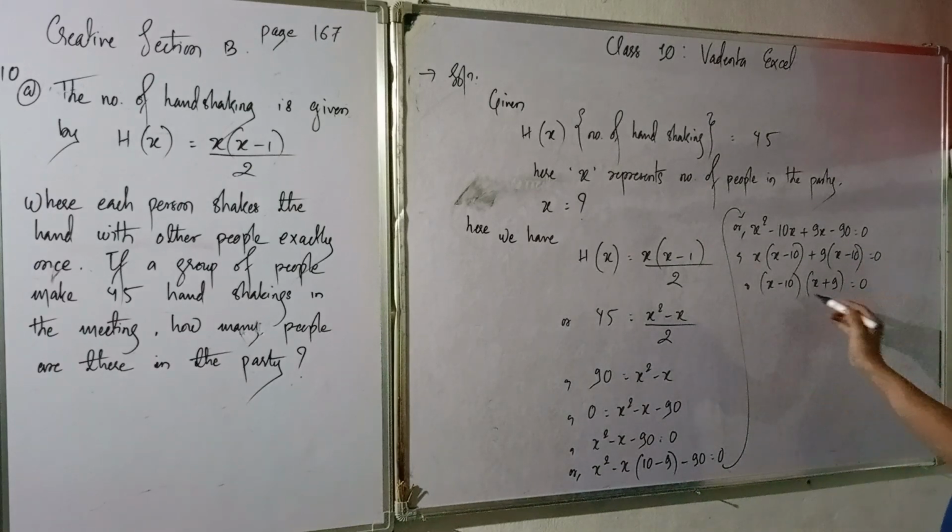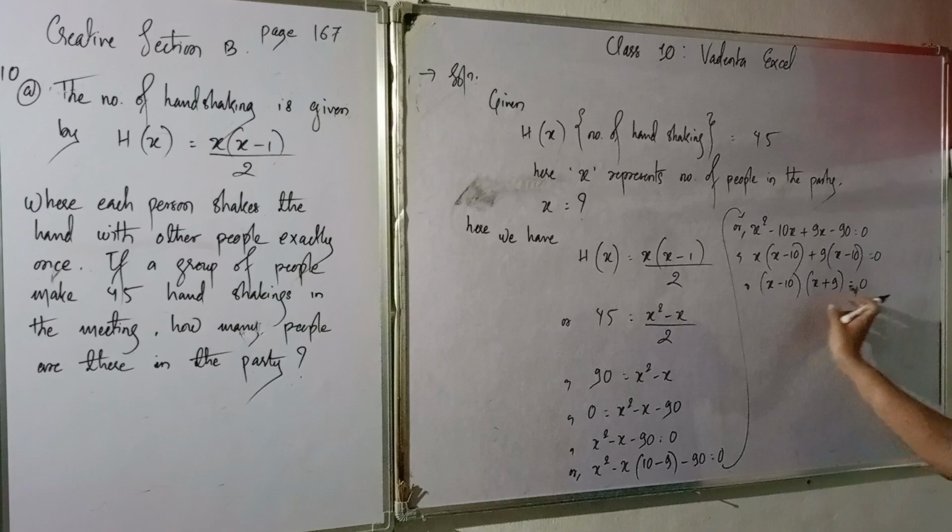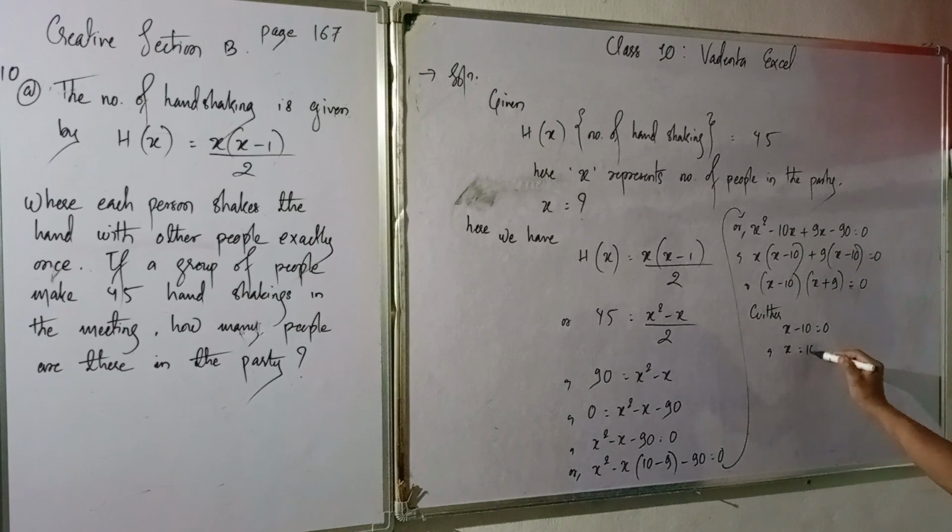Now you can do either-or. Equate these factors with the right-hand side, which is 0. Either x minus 10 equals 0, so x equals 10, or x plus 9 equals 0, so x equals minus 9.